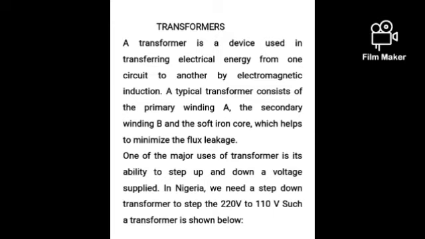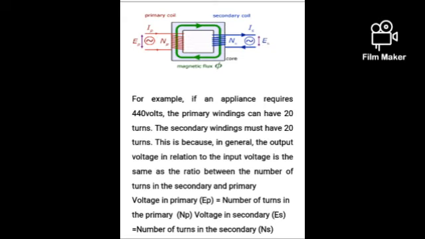Now, what are they trying to tell us here? By the time you look at the next slide, we are going to see a proper transformer. In the transformer we have two sides, the primary and the secondary winding. For the primary we have the voltage that is flowing, the number of turns, and the current in the primary. Also in the secondary side we have the number of turns, the voltage, and the current.